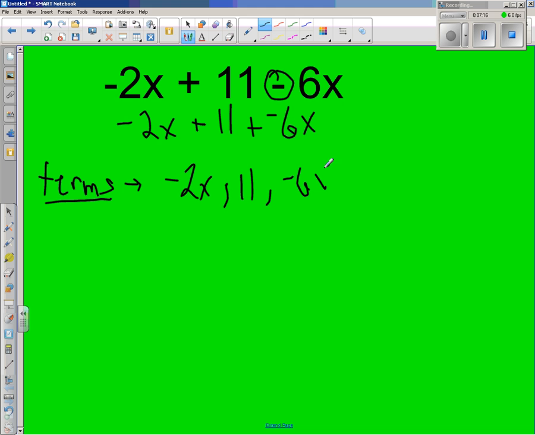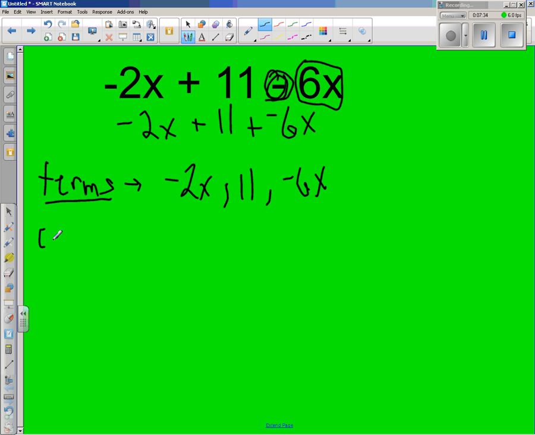The biggest problem people make is that they forget about that negative. They don't change this subtraction to addition, and then they put that one of their terms is just 6x. That's not going to work. That's going to get you no credit on that question. Okay, so those are my terms, including the negatives.